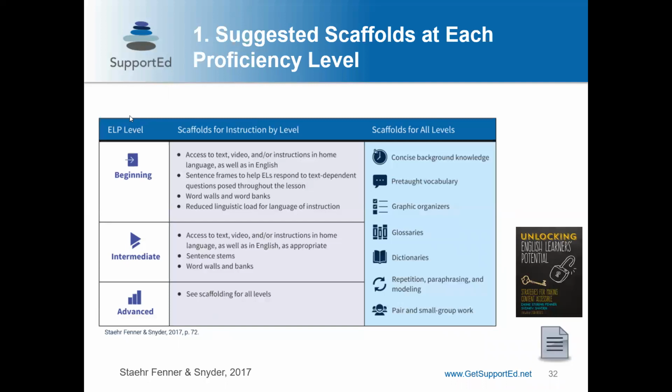And at the advanced level, we suggest looking at the scaffolds for all levels. So giving concise background knowledge, pre-taught vocabulary, graphic organizers, and you can read the rest of the list. And again, I encourage you to take this and share it with colleagues, adapt it, use it, and create your own, just as a way to start these really crucial conversations around scaffolding instruction, especially when we know that an ESOL or ESL, ELL teacher can't be there all day.